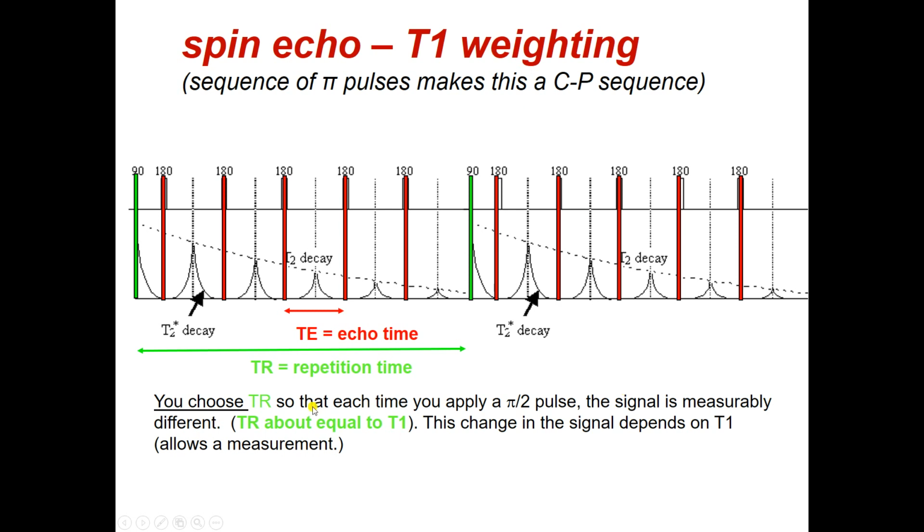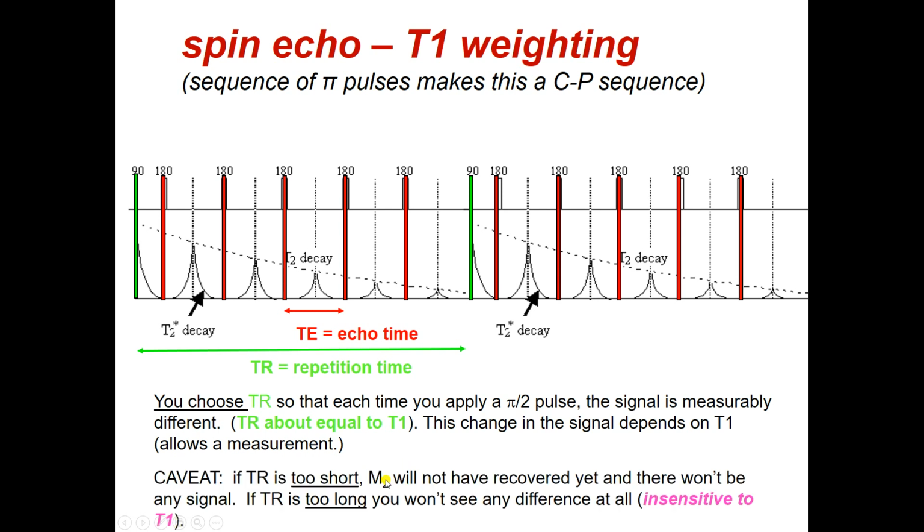So this is the point. We're talking about T1 weighting. You can choose the repetition time such that each time you apply a pi by 2 pulse, the signal is just a little bit different. We want TR about equal to T1. The change in the signal will depend on your T1, and that allows your measurement.